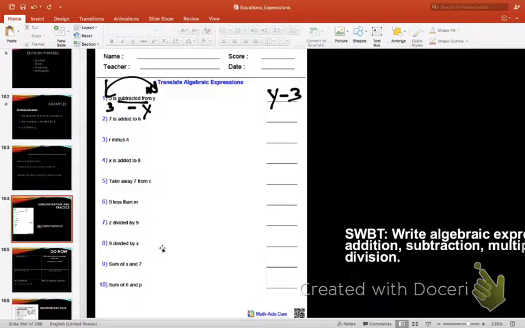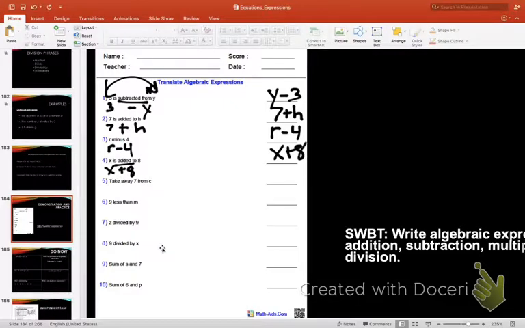That's all you do. The next one, it says 7 and h, okay? And what operation are we doing? Well, we're adding 7 and h. If you add those together, you're going to get 7 plus h, okay? r minus 4, really easy. You should just be writing r minus 4. Next one, x is added to is an addition, 8 x plus 8, okay?